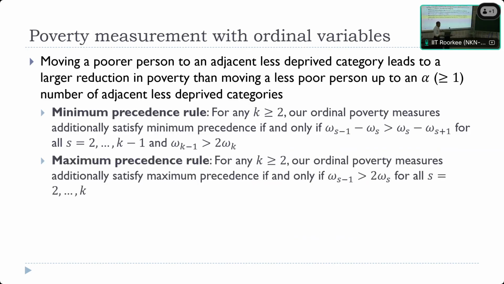Similarly, if you want maximum precedence, then you have to have these particular conditions. The first one gets 1, the second deprivation category will get less than half of the first, the third category will get less than half of the second, and so on. So you see, you are putting relatively much more weight on the poorer categories. You are just assigning these different weights. Now you can choose any weights in these categories, but in the end, if you are not satisfied with your choice, you can do dominance analysis. The dominance conditions are referred to in the paper.